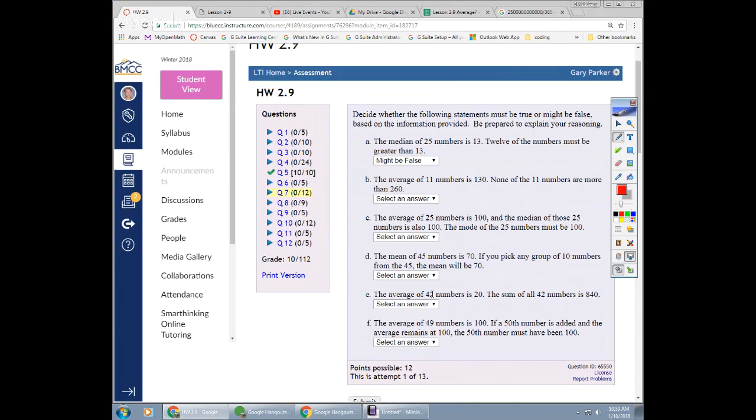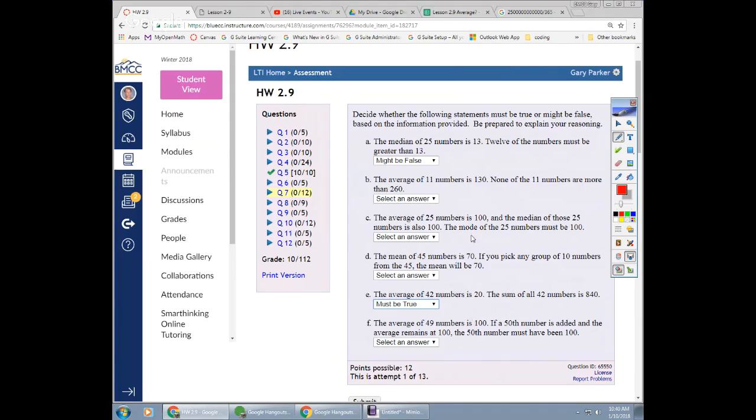E, the average of 42 numbers is 20. So the sum of all 42 numbers is 840, which is 42 times 20. On a good day it is 840. Yeah, so this one has got to be true.